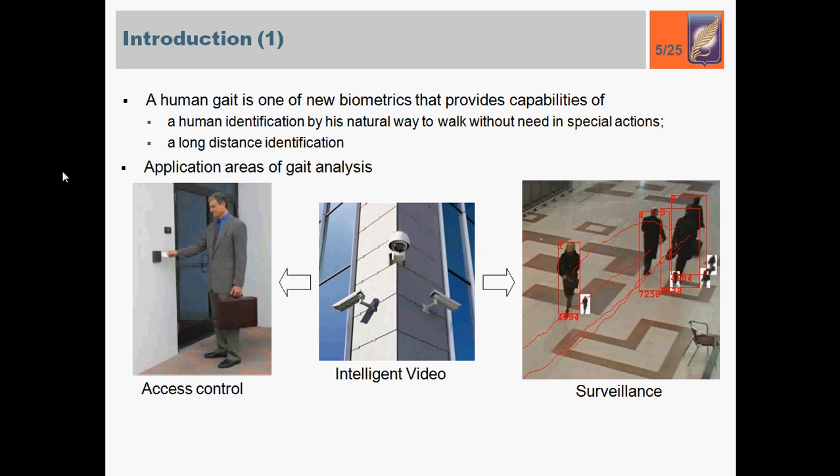The importance of intelligent video systems increasingly grows nowadays. The variety of application areas is actually extended. It includes video surveillance, access control. Analysis of human motion, activities and behaviors becomes a significant task and a crucial point for security systems. A human gait is one of the new biometrics that has some advantages. First, contactless human identification by his natural way to walk without need for special actions. Second, the identification can be accomplished at a long distance.